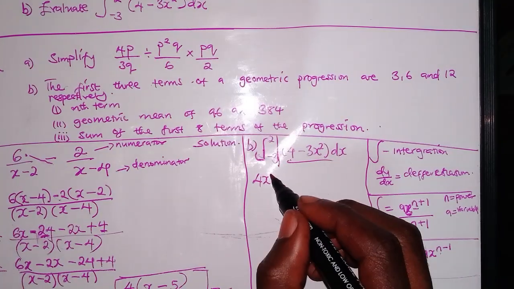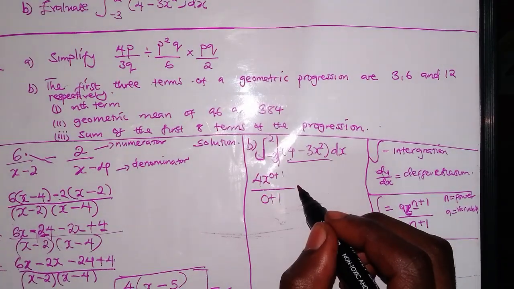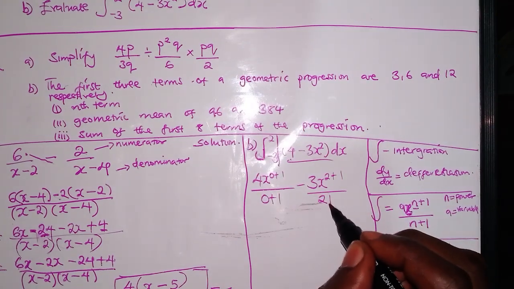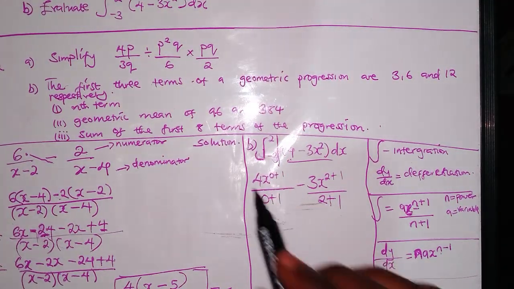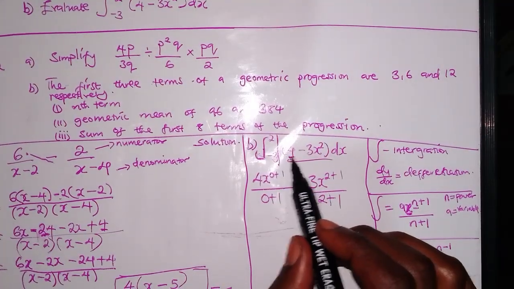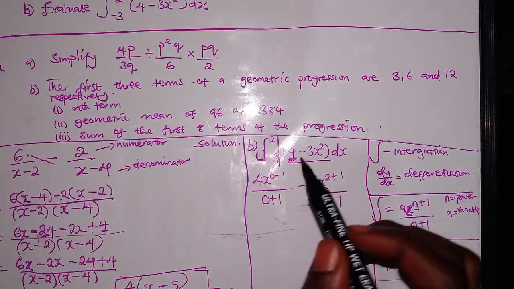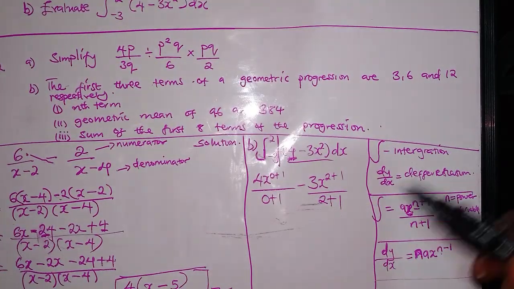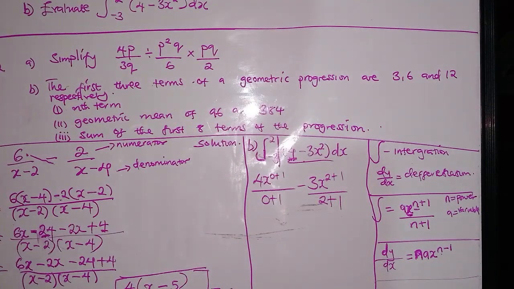So you say 4x^(0+1) divided by 0+1, then minus 3x^(2+1) over 2+1. So most of you are wondering where the 0 plus 1 is coming from, and the x, because 4 has no x. Remember, we said that any number raised to the power 0 is what? 1. So meaning if 4 has no letter, it has x to the power 0, because x to the power 0 is 1, times 4, we have 4.